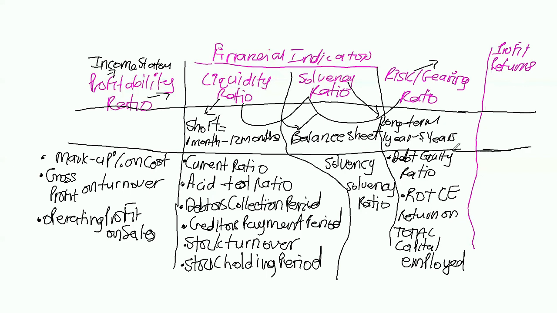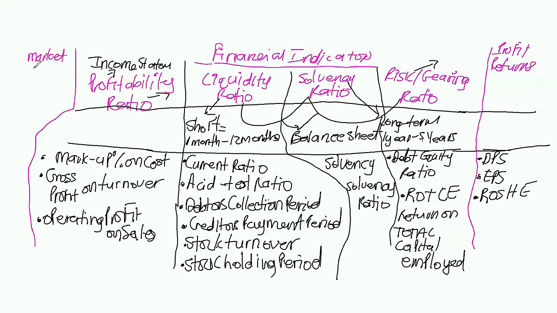Under returns, we have the following: DPS, which is dividends per share. We have EPS, which is earnings per share. We have ROSE, which is return on shareholders' equity. Then we also have another category here, which is market price. Under market price, we have our net asset value per share.